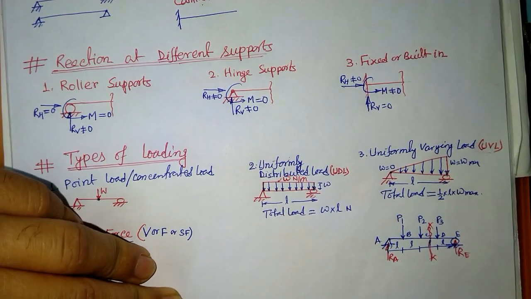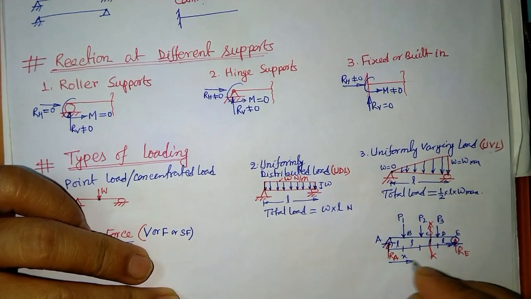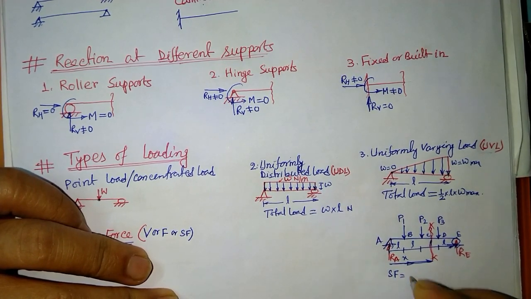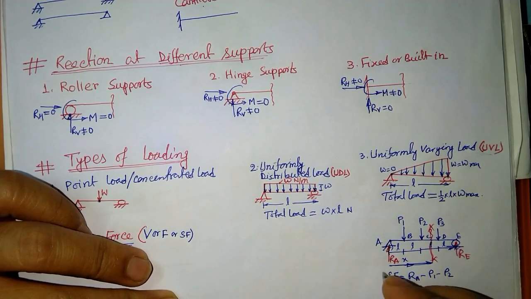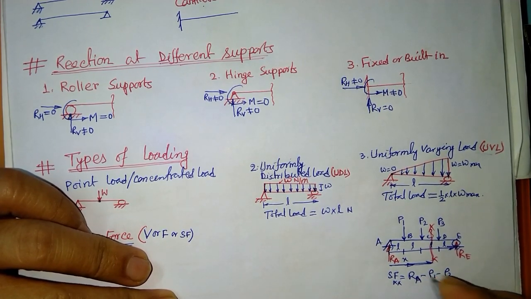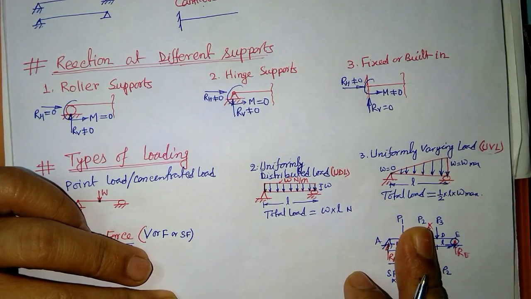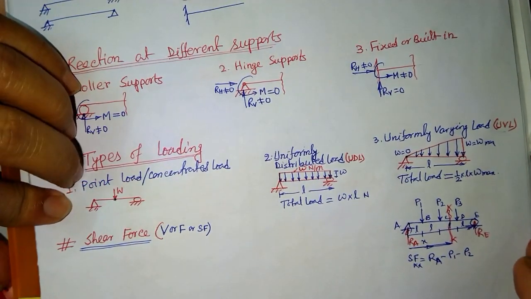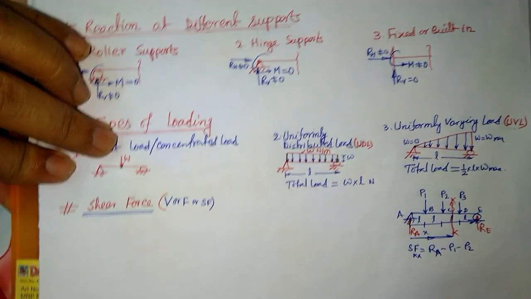Okay, suppose this is distance x. On the left side, the shear force we can say is Ra minus P1 minus P2. So at section xx, our shear force will be Ra minus P1 minus P2 on the left side. If we choose the right side, we will get Re minus P3. So these are the shear forces. Basically, as I already told, this is the algebraic sum of vertical unbalanced forces.